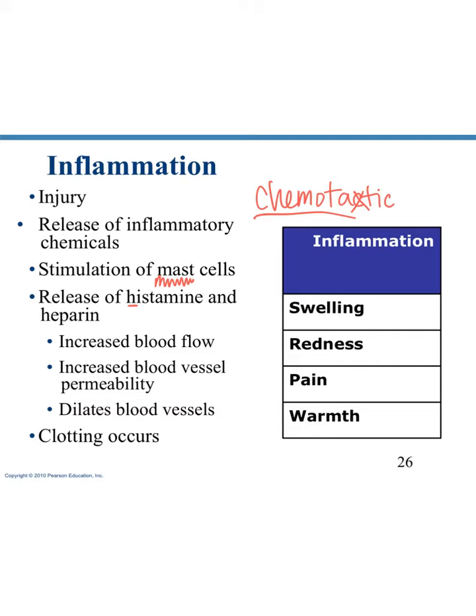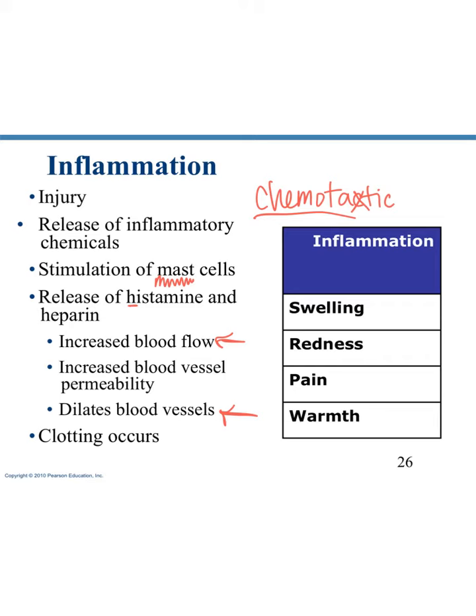So the histamine, as well as the heparin, they're going to do things to the blood vessels in that area. So they're going to increase the amount of blood flow. They do this by dilating the blood vessel. So the smooth muscle within the blood vessel relaxes. That allows more blood to come to the injured area. And then also the vessel wall is going to become more permeable, which means it's easier for nutrients, gases, white blood cells to leave the blood and enter the injured tissue.